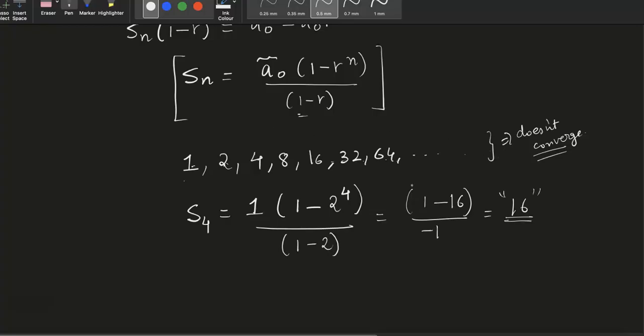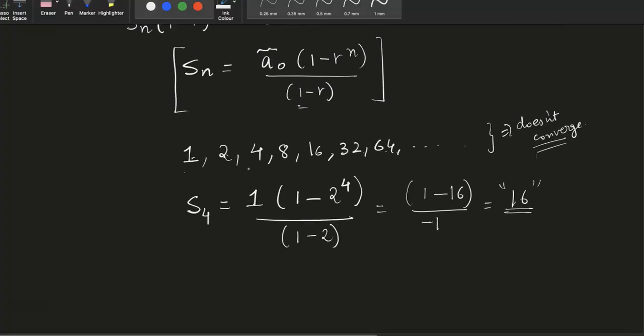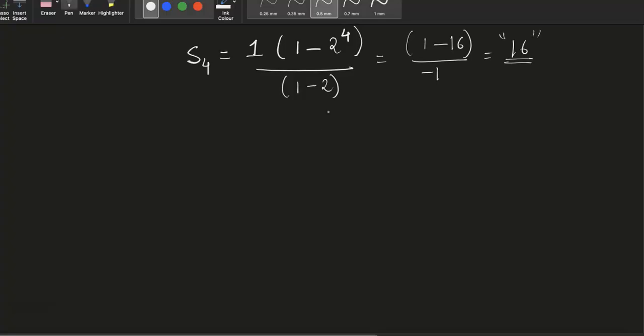But when does it converge? It will converge if the next term is lower than the previous term. If the next term is lower than the previous term, then the series will converge.